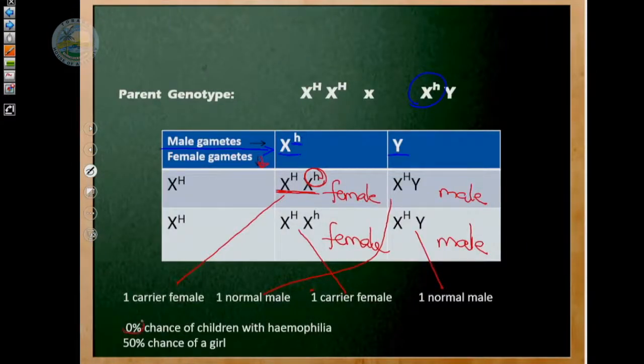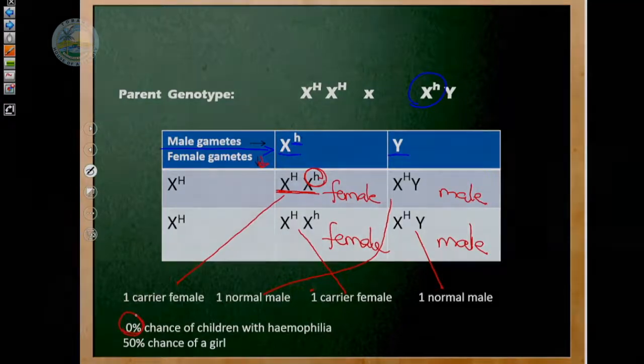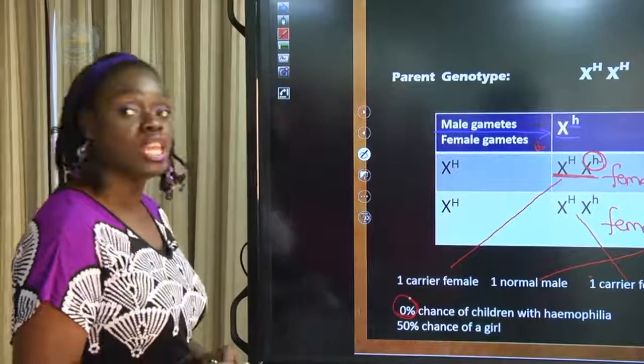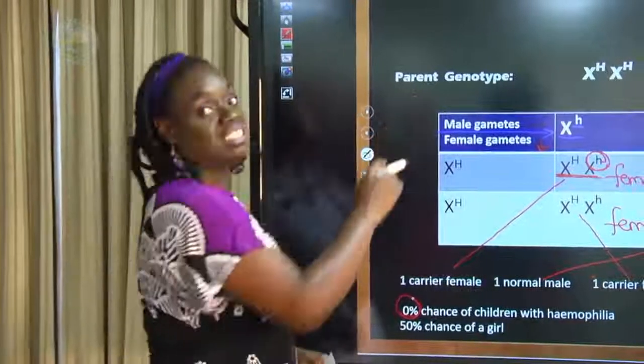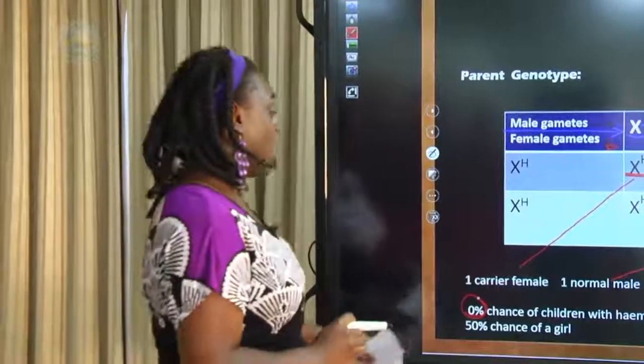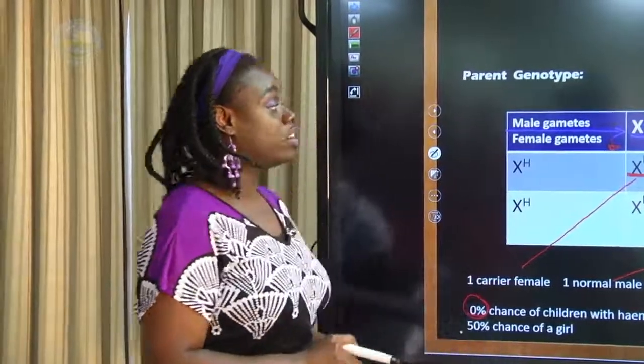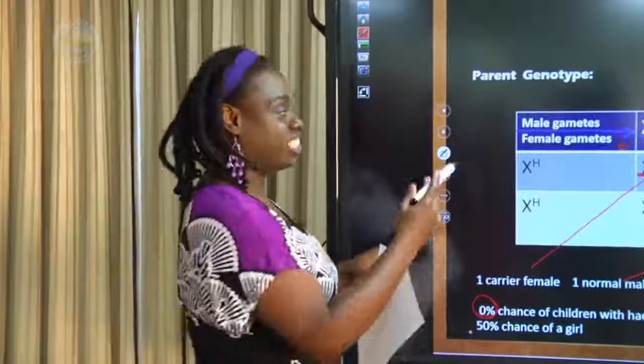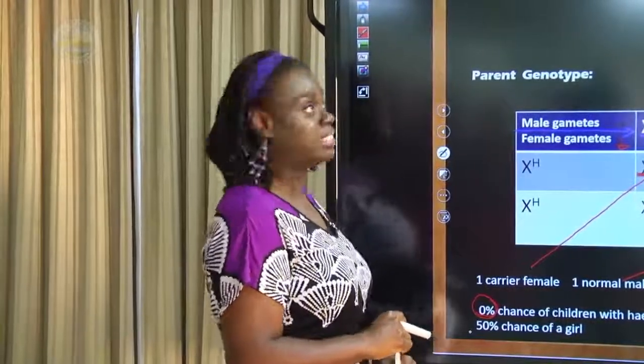So there's a 0% chance of any children being born with hemophilia in this particular example. And what is the percent or the chance of the child being a girl? It's always 50%.